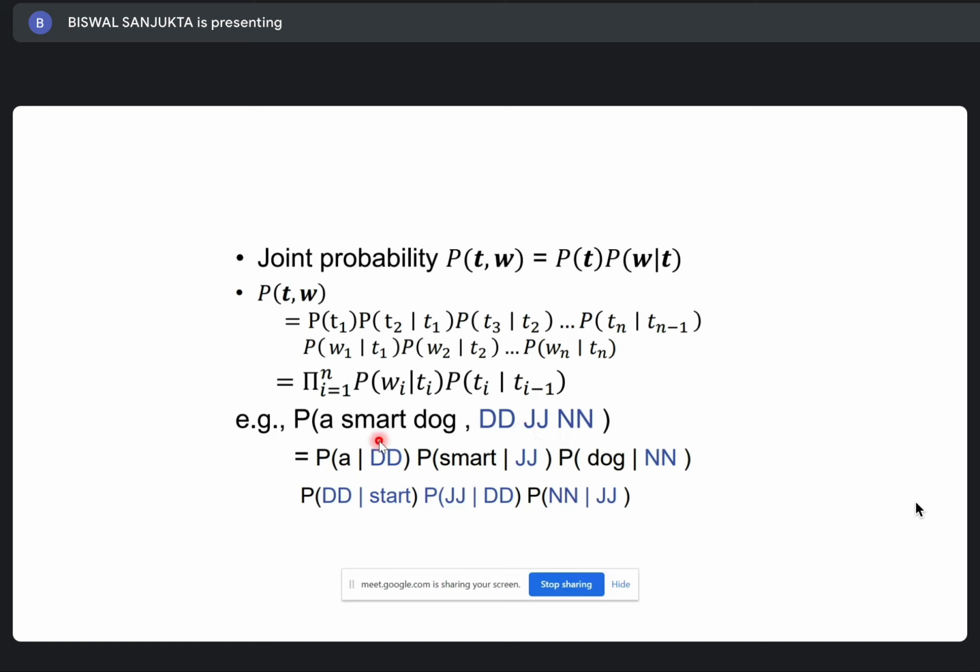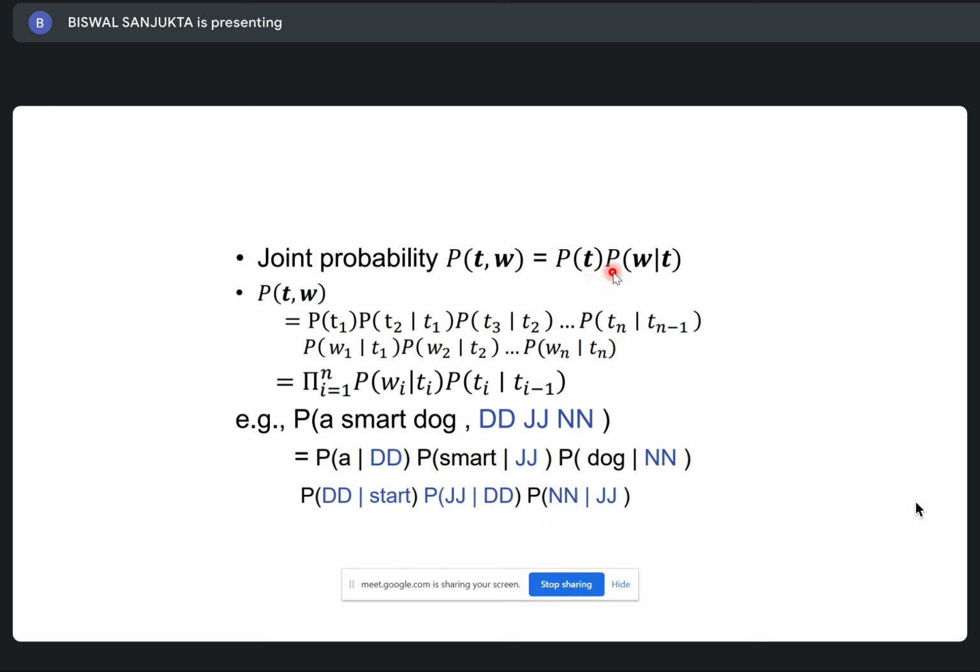So if we apply the same rule, first let's take the tag sequence. We are interested in the probability of the tags, which is the probability of DT given start, because we are assuming this is the start of a sentence, multiplied with the probability of JJ, the second tag, given the first tag, multiplied with the probability of the third tag given the second tag. This is what we got as the probability of tags.